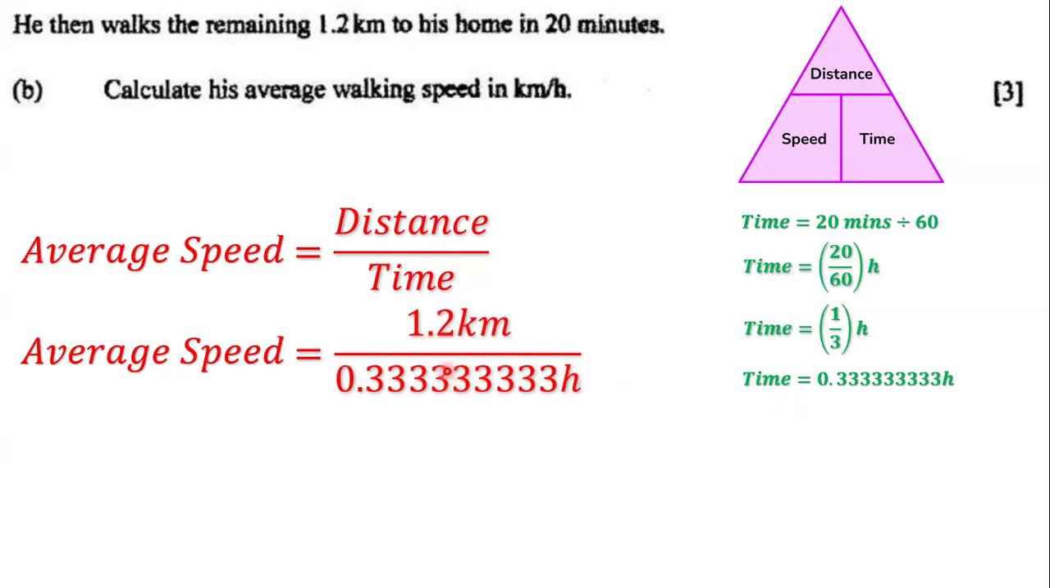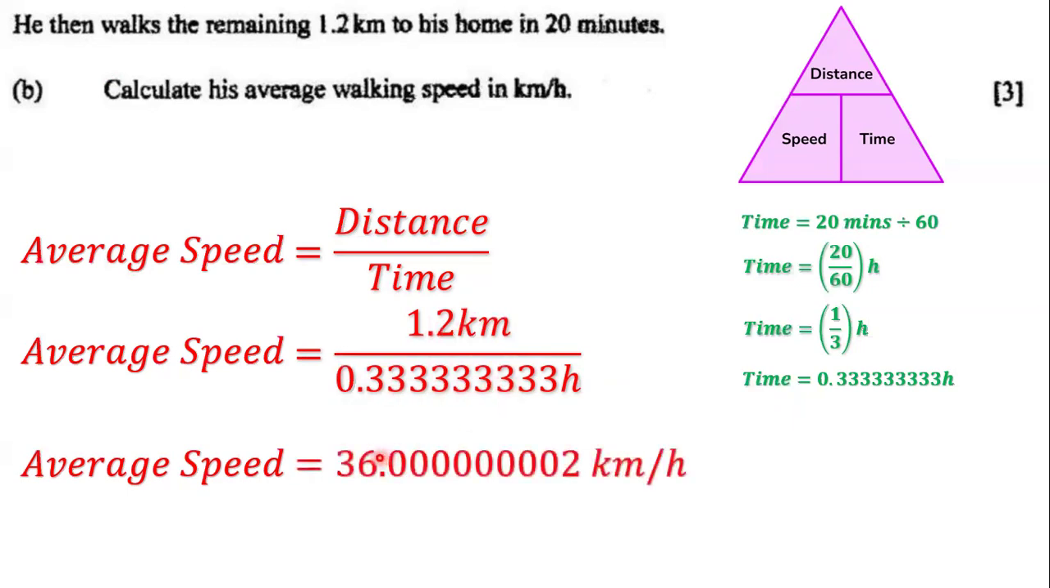And so we have to divide these two. We have 1.2 divided by this number. And when we divide the two, we get 36.0000, a lot of zeros, and then 2 kilometers per hour. And here, we're going to express our answer correct to the nearest whole number. And so the average speed is equal to 36 kilometers per hour, because we expressed this answer correct to the nearest whole number.